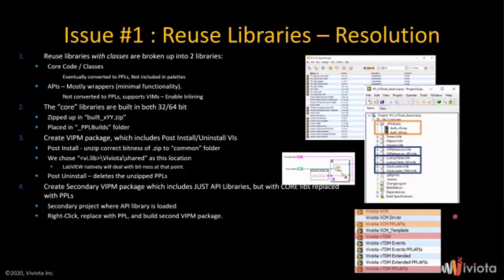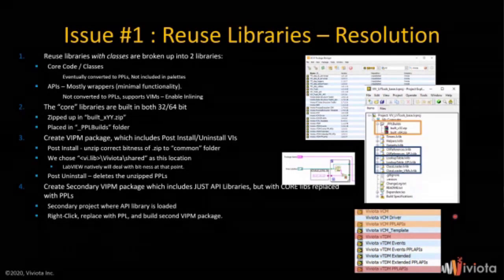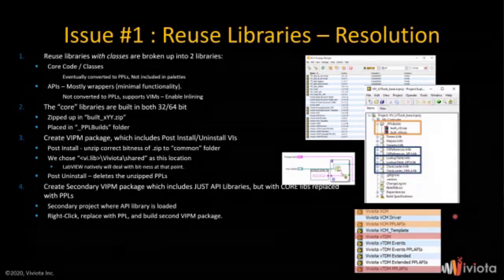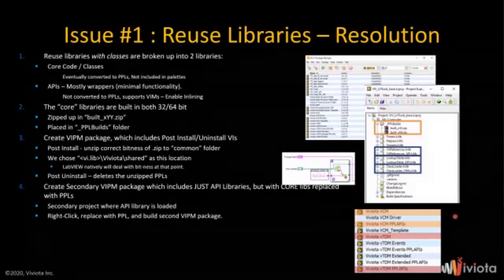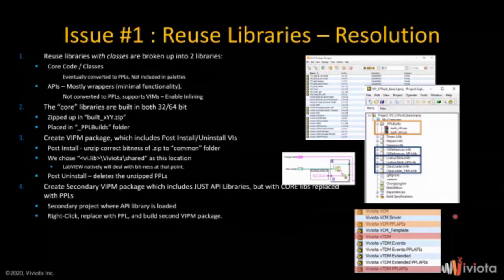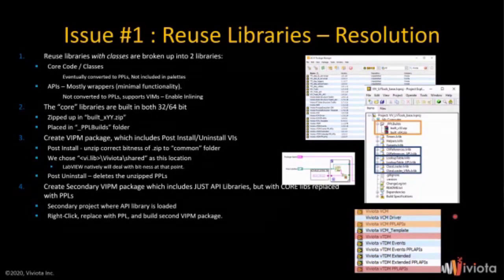We then created a secondary VIPM package that is just the APIs but with the core libraries replaced with the PPL references. So it's one of those things. We loaded the API library, did a right click and replace, and it swapped all of those references with PPL references. Build this into a library, and it does an overwrite when it's installed, and now you have palettes that reference PPLs. And this worked really well, actually.